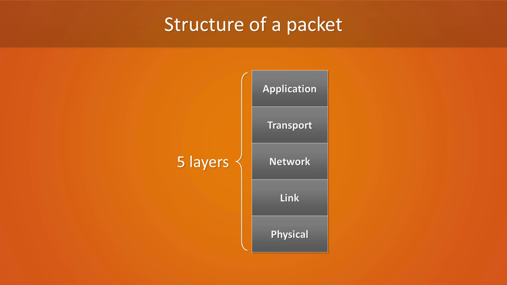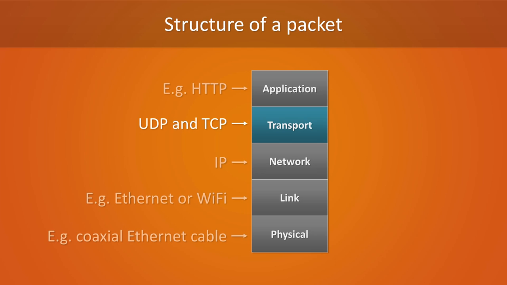We have the application layer, the transport layer, the network layer, the link layer, and the physical layer. I might do a full video on this five-layer structure at some point, but for now, just remember that UDP and TCP are part of the transport layer.